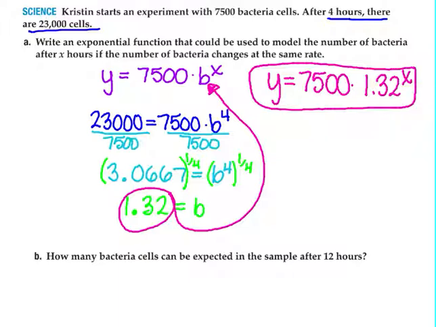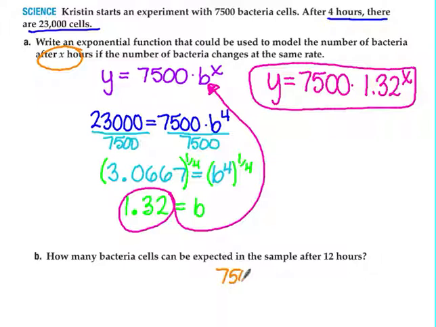Don't we know the X then? No, what they want you to do is they want you to write an exponential function that could be used to model the number of bacteria after X hours. So they want you to do an equation in general, because if you look at this part B, it says how many bacteria cells are expected in the sample after 12 hours. So now what am I going to do in part B? Put 12 in for X.